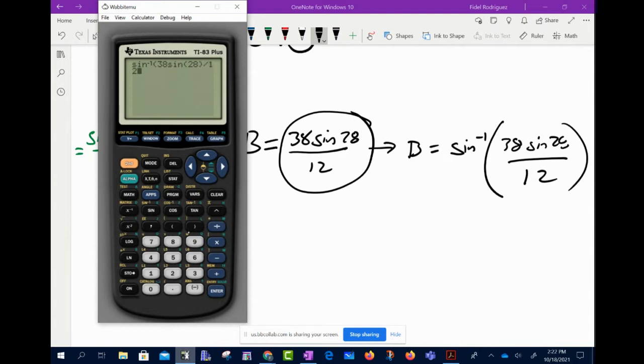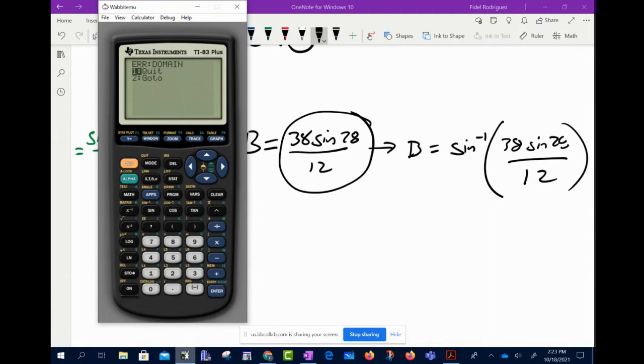One thing I want to mention, y'all, whether you're using a calculator or a calculator app: when I had 38 sine, and once I typed in the sine there, it opened up parentheses. I need to make sure that I close them. I think if you don't close them, it's going to take 28 degrees and divide it by 12, and that's not what we're trying to do, right? Okay, now I'm going to hit enter, and it's going to give me an error, right?